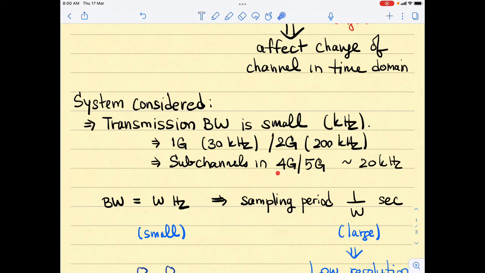Okay, and even 4G and 5G, which employ OFDM, if you only look at sub-channels in OFDM, only one sub-channel, of course in 4G and 5G they have 1000 sub-channels. But if you look at each sub-channel, the bandwidth is narrow too. It's about 20 kilohertz. Okay.